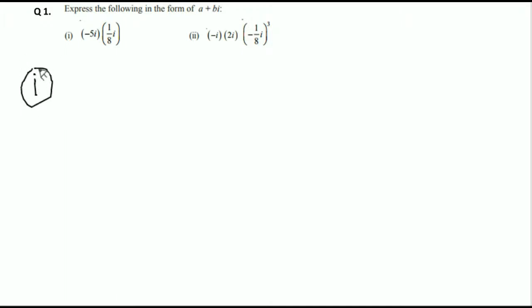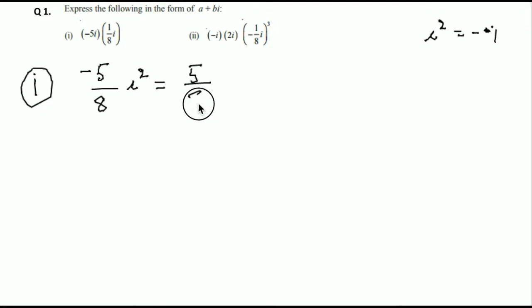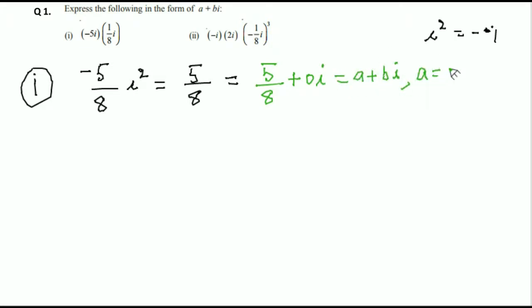So let's start with the first one: minus 5i and 1 by 8i. If you multiply this, then it is minus 5 by 8 into i square. As you know, the value of i square is equal to minus 1. So if you put minus 1 here, then it will be 5 by 8. Then how to write it in the a plus ib form? You can write 5 by 8 plus 0 iota. If you compare with a plus bi, then a equal to 5 by 8 and b equal to 0.